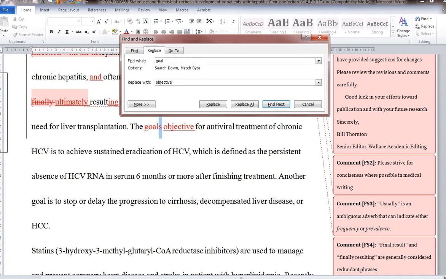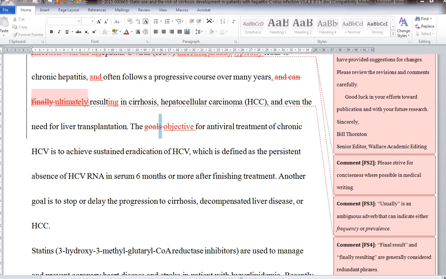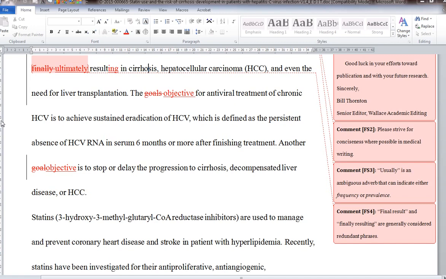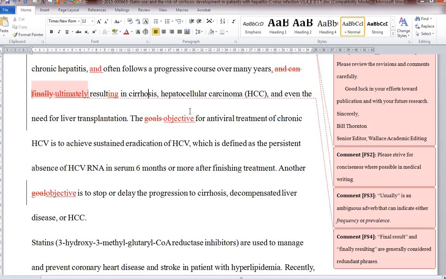Okay. And sometimes it could be a lot quicker to just copy and paste, but I just typed it there for. Okay. So two sentences later, another goal. I'll go ahead and change that. Objective. Word has let me know that's the end of that usage in the paper. Good to know.